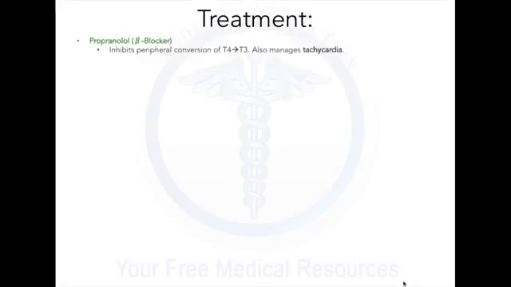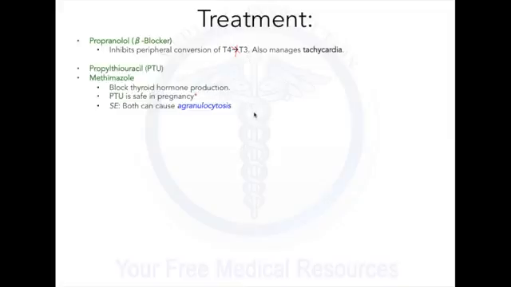So there are different ways for treating Graves' disease. One way is propranolol, which is a beta blocker that inhibits the conversion of T4 to its more active form, which is T3. It can also be used to treat the tachycardia. Another way to treat Graves' disease is by using PTU or methimazole, which both inhibit the production of thyroid hormones. What's important to know is that PTU can also be used in pregnancy.